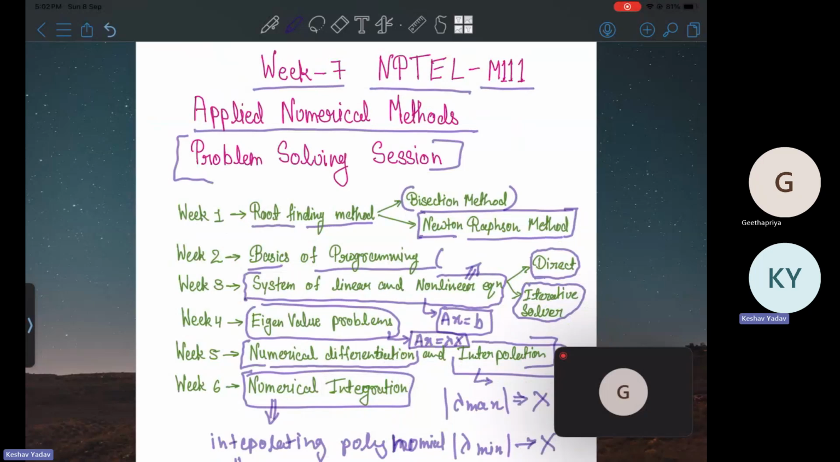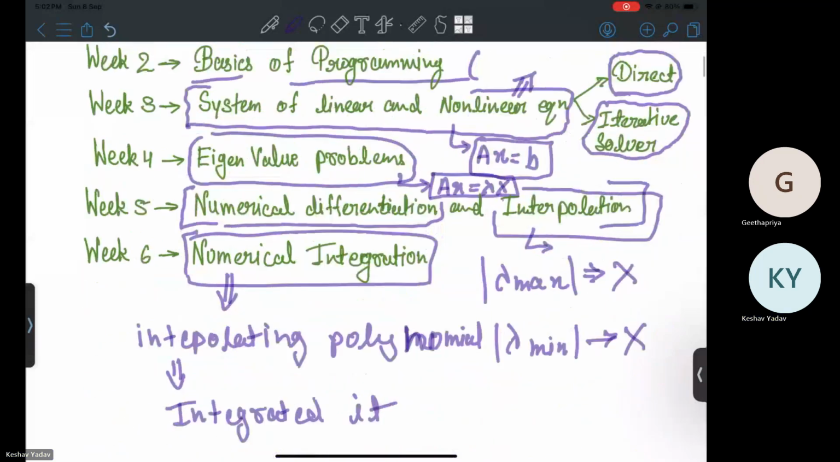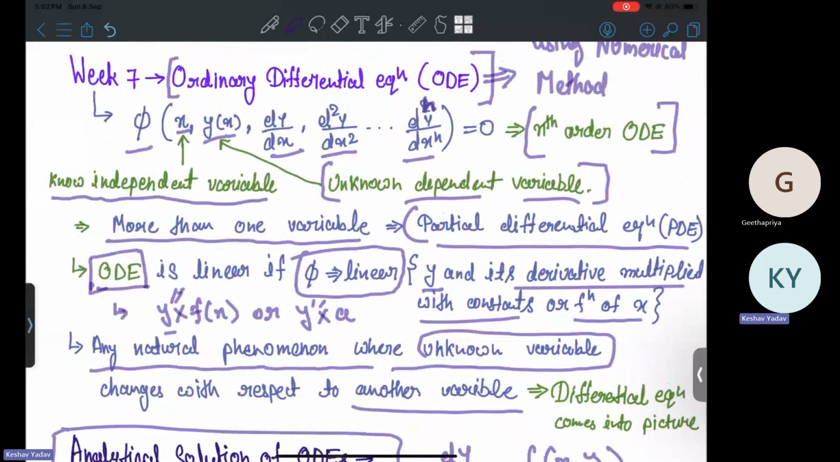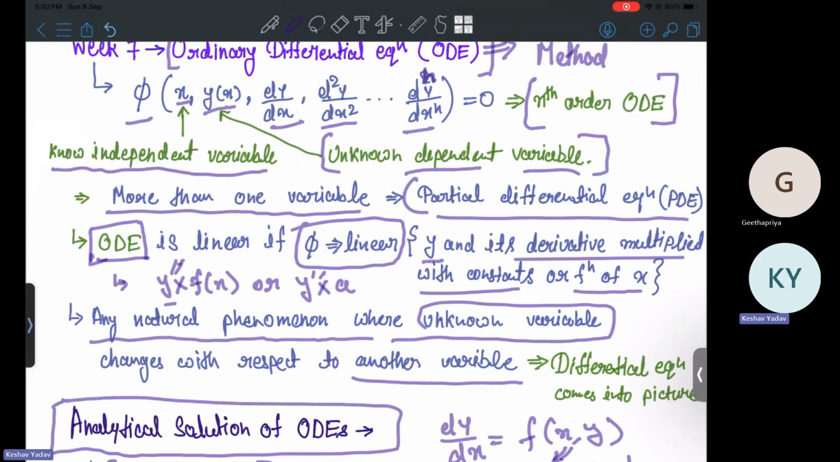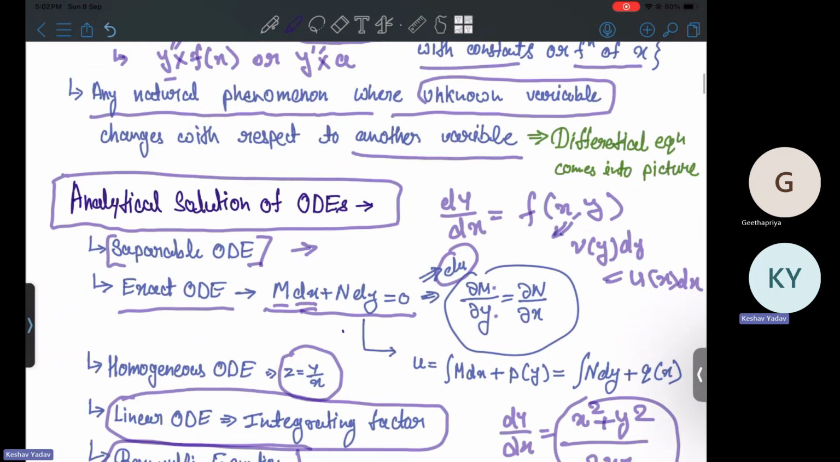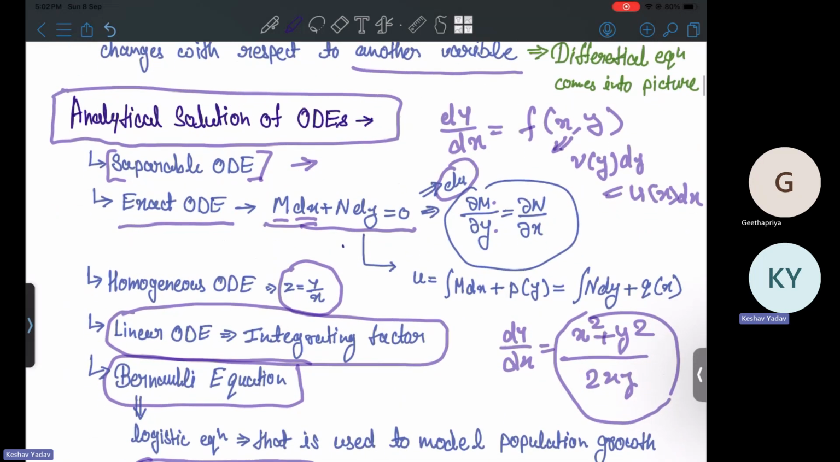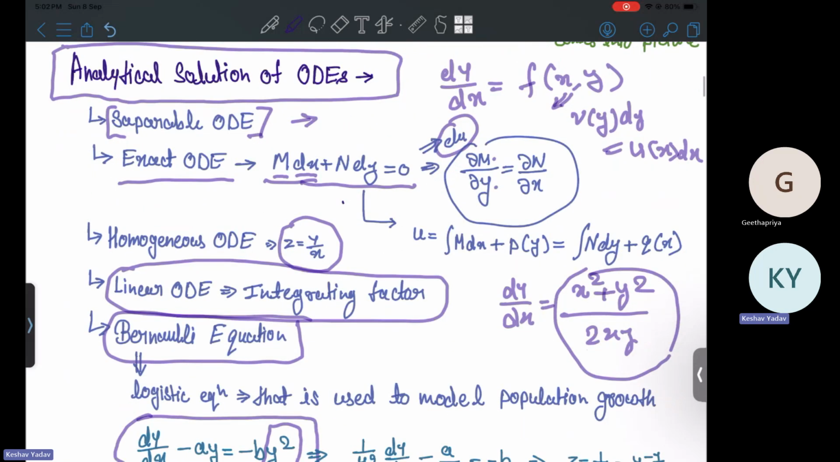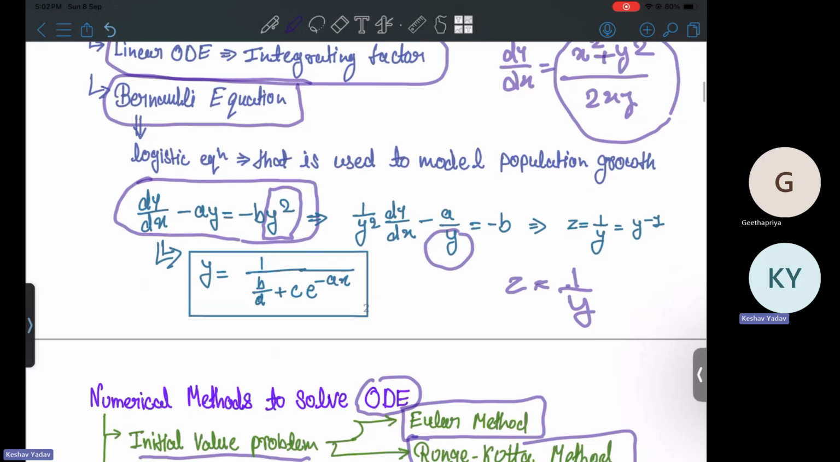So what we did today. In week 7, we studied the ordinary differential equation. First we saw what an ordinary differential equation is. Then we saw the analytical methods, how we can solve the ordinary differential equation. That is kind of a revision: separation of variables method, exact ordinary differential equation, homogeneous ordinary differential equation, how to solve linear ordinary differential equation using integrating factor. Then the Bernoulli equations. This is also kind of that equation.